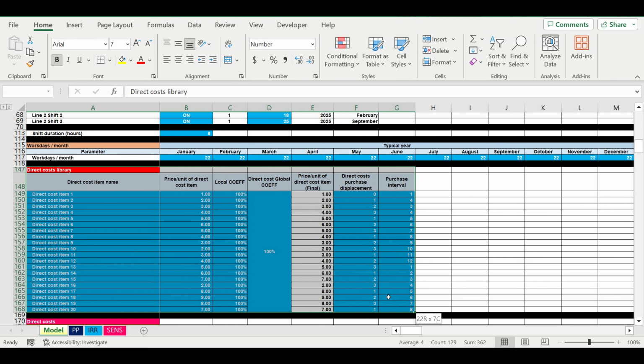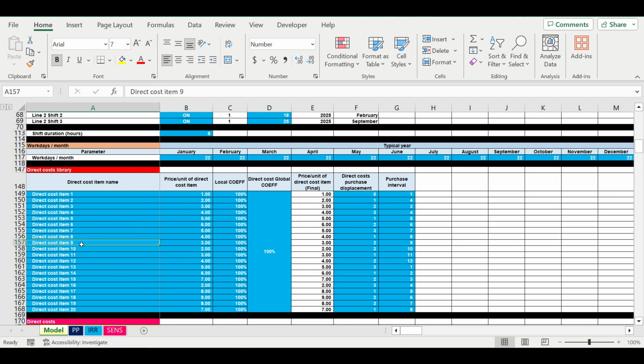Now it's time to move to direct costs. First of all, we start with creating a list of all direct cost items which participate in the whole manufacturing process. Here, we set up the price for 1 unit of each direct cost item. Next step will be adding local and global coefficients for the future scenario play.